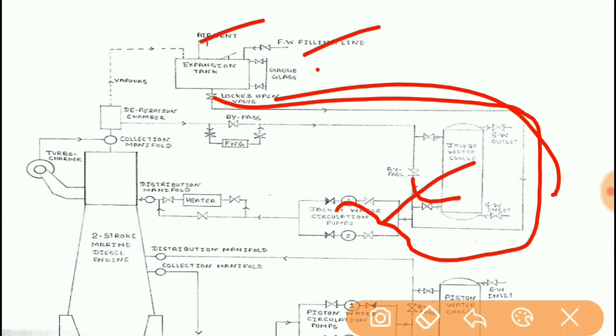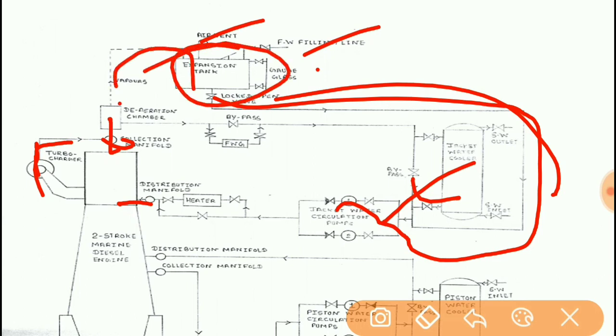You can see here one line is going to the main engine for cooling of jacket water, and another line goes to the turbocharger, and it comes and combines with the one system line, and it goes to the deaerator, and after the deaerator it goes to the expansion tank. Here the turbocharger and jacket water system lines are connected and go to the deaerator.